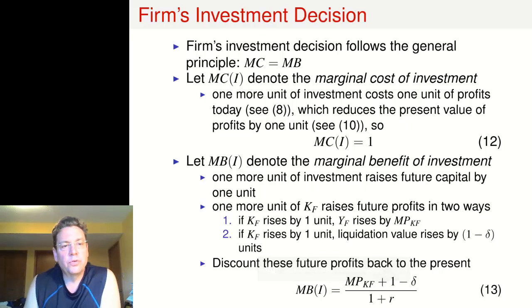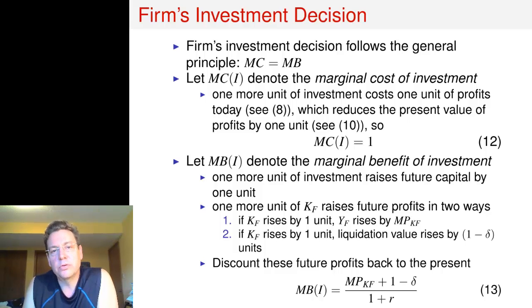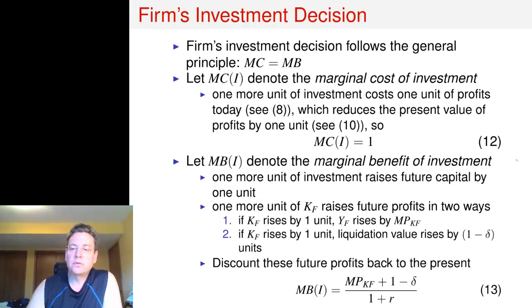So we just talked about the firm's labor demand decision. The other decision that the firm is making in this model is an investment decision. And this investment decision is going to be guided by the general principle that the firm will invest up to the point where the marginal cost of investing equals the marginal benefit. So then we want to ask ourselves, well, what is the marginal cost and what is the marginal benefit? Well, let's see what the marginal cost is.